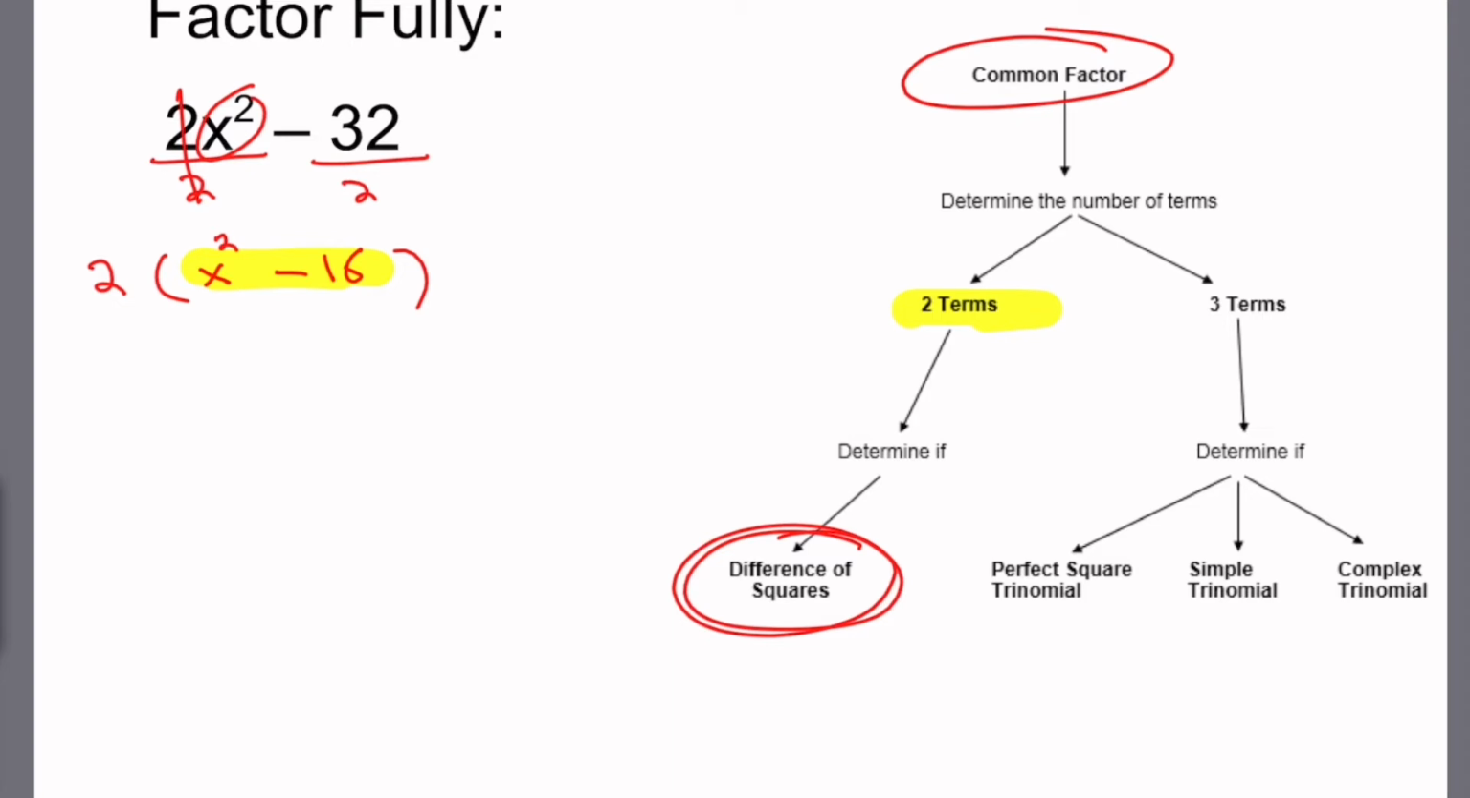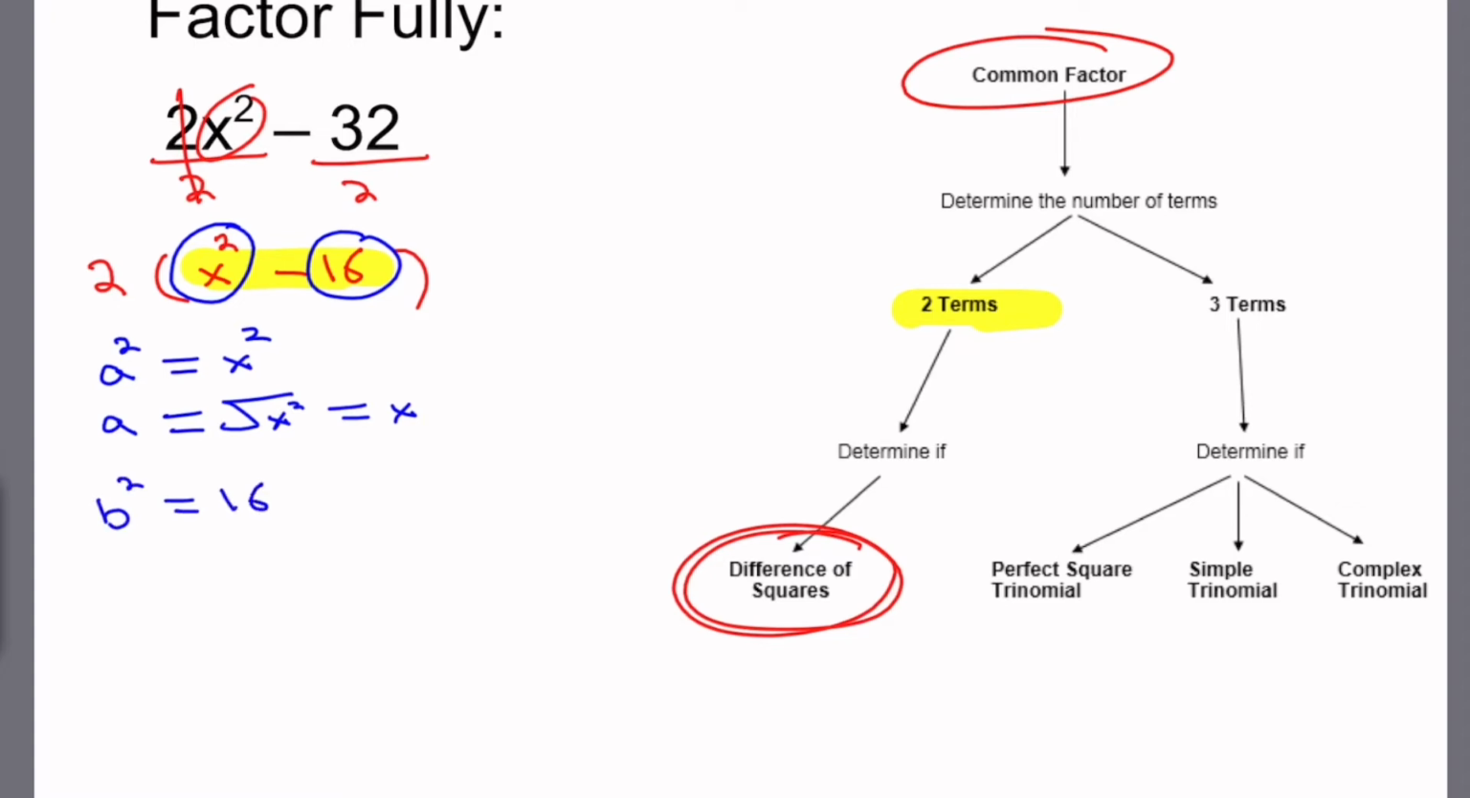Okay, so just to double check it, our a squared term for difference of squares, remember, is the x squared. So if a squared is equal to x squared, that means our value of a will be equal to the square root of x squared, which is going to be x. And then similarly, if b squared is equal to 16, if we solve for b, we square root the 16, and we get 4. Okay, so perfect squares, and we have the minus in the middle, so we can definitely do this as difference of squares.